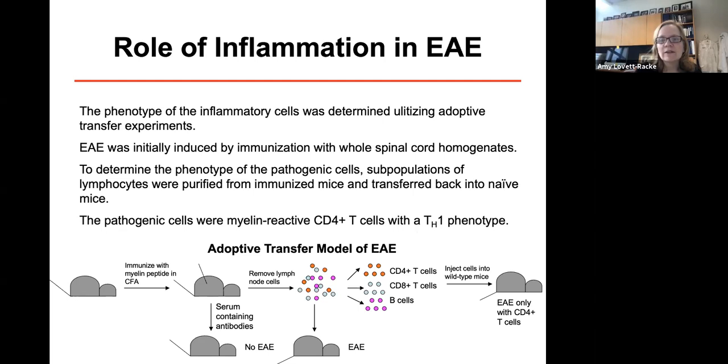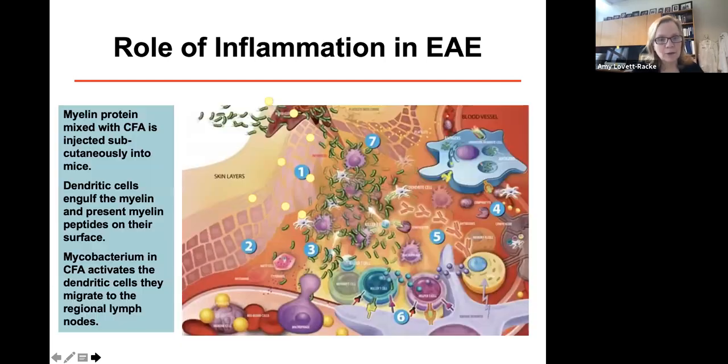And there's a lot more evidence in MS that Th1 cells are pathogenic actually than Th17 cells. So this is still up for debate, but it definitely appears that Th17 cells, even though that's very popular in the literature right now, that is not the sole story.